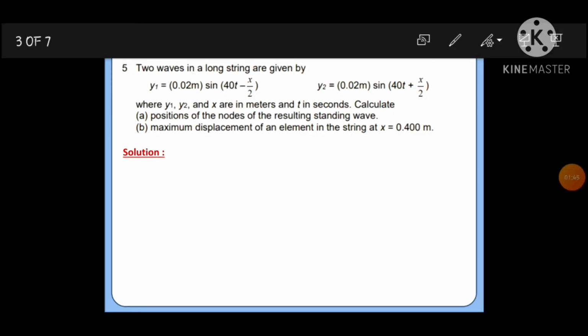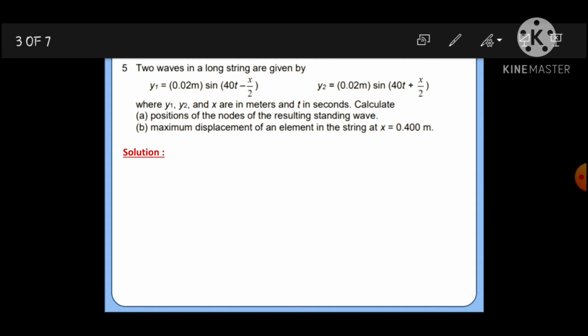For question number 5, two waves in a long string are given by equations y1 and y2. If you refer to the equation y1, the negative sign shows that y1 is moving to the right, and y2, which has a positive sign, is moving to the left. We need to calculate the position of the nodes of the resulting standing wave and the maximum displacement of an element in the string when x is equal to 0.4 meter.